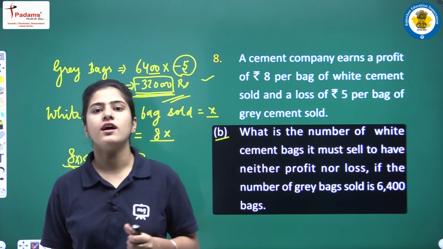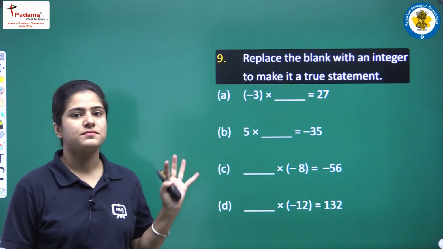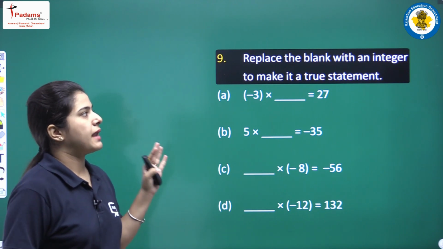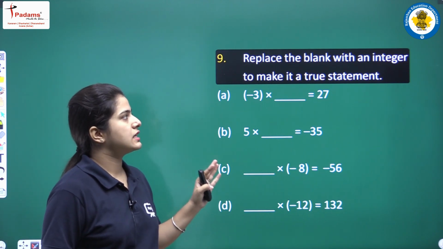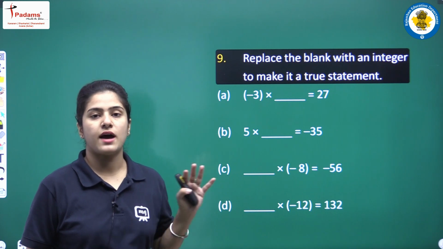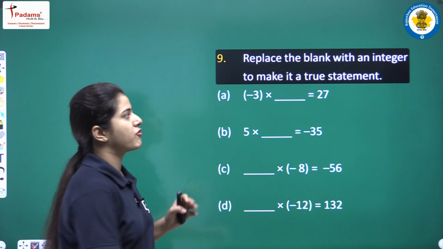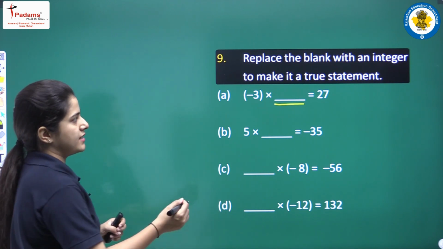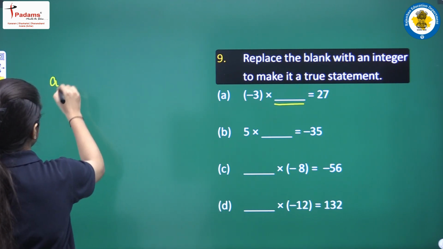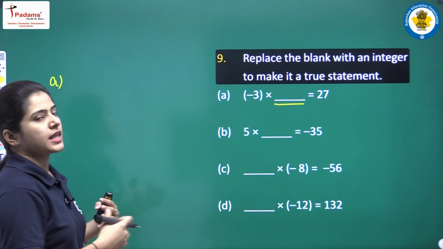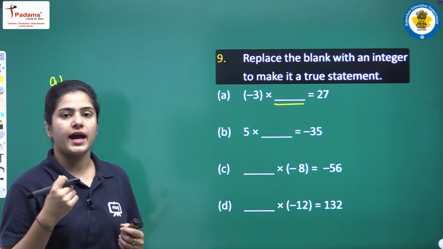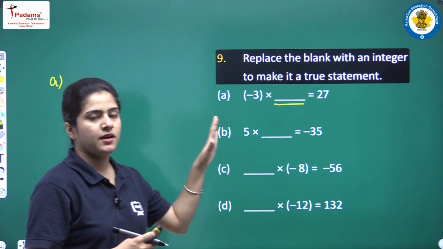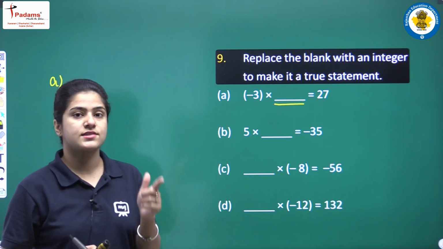So let's move to the 9th question, which is: replace the blank with an integer to make it a true statement. Okay, you have to make this statement true by finding out these blanks. Alright students, so let's find the first part. This question can be done by hit and trial method, and I'll solve this question with the help of the variable that we discussed in the last question.